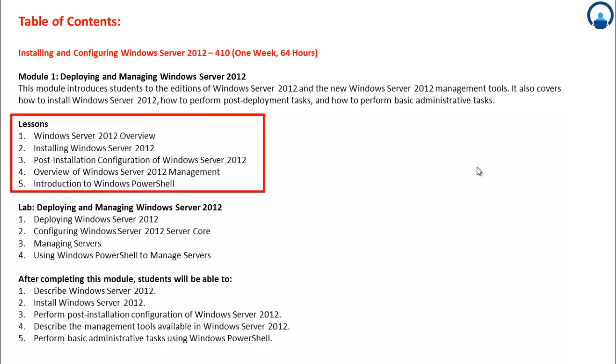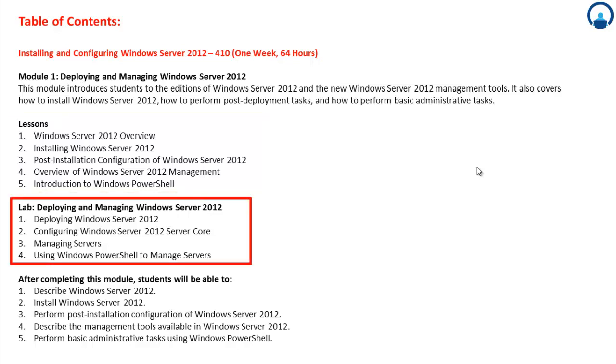Lessons. First, Windows Server 2012 overview. Second, installing Windows Server 2012. Third, post-installation configuration of Windows Server 2012. Fourth, overview of Windows Server 2012 management. Fifth, introduction to Windows PowerShell. Lab. Deploying and managing Windows Server 2012.